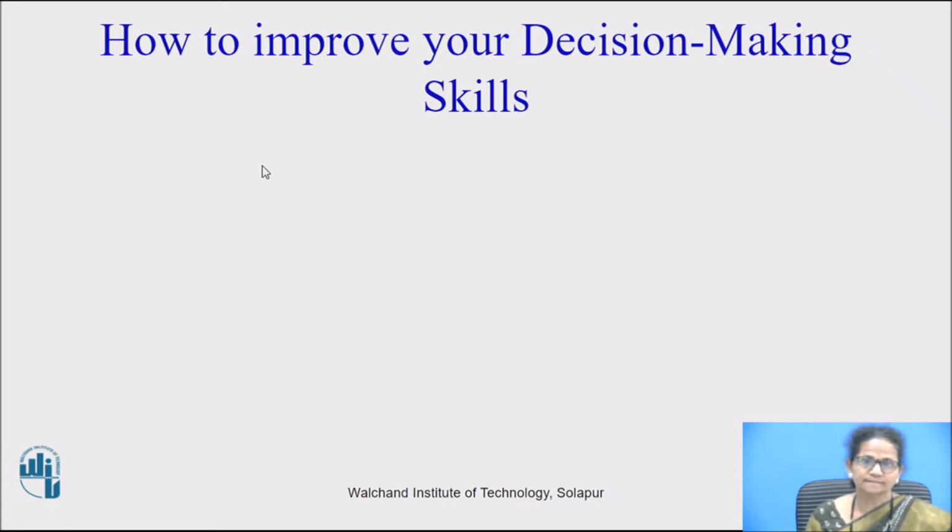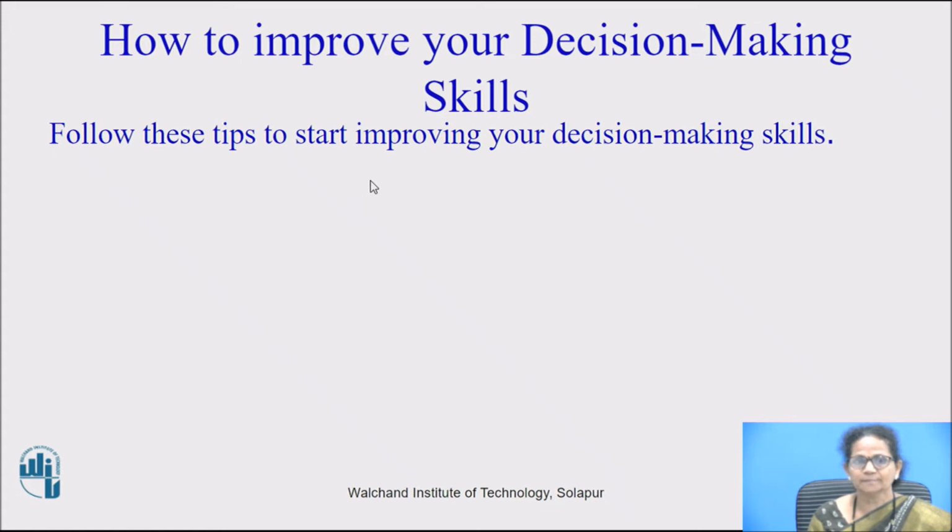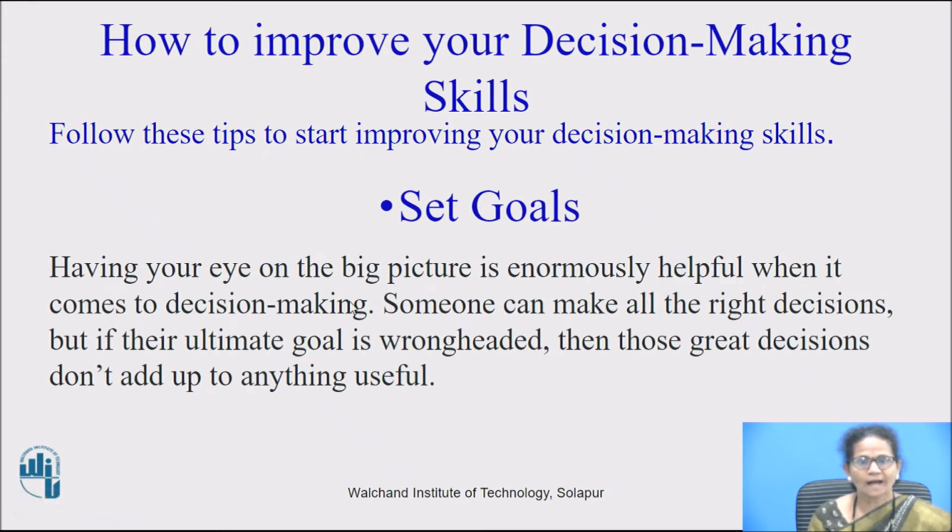So, now let us discuss how to improve your decision making skills. Here are tips to start improving your decision making skills. So, first one, set goals. Having your eye on the big picture is enormously helpful when it comes to decision making. Someone can make all the right decisions, but if their ultimate goal is wrong-headed, then those great decisions don't add up to anything useful.